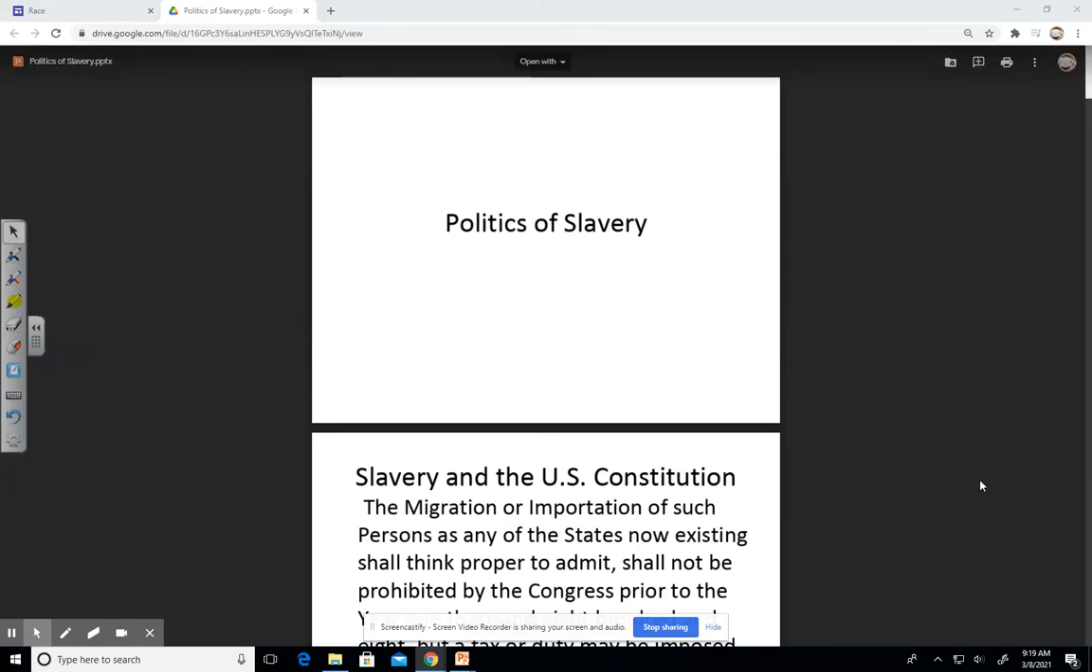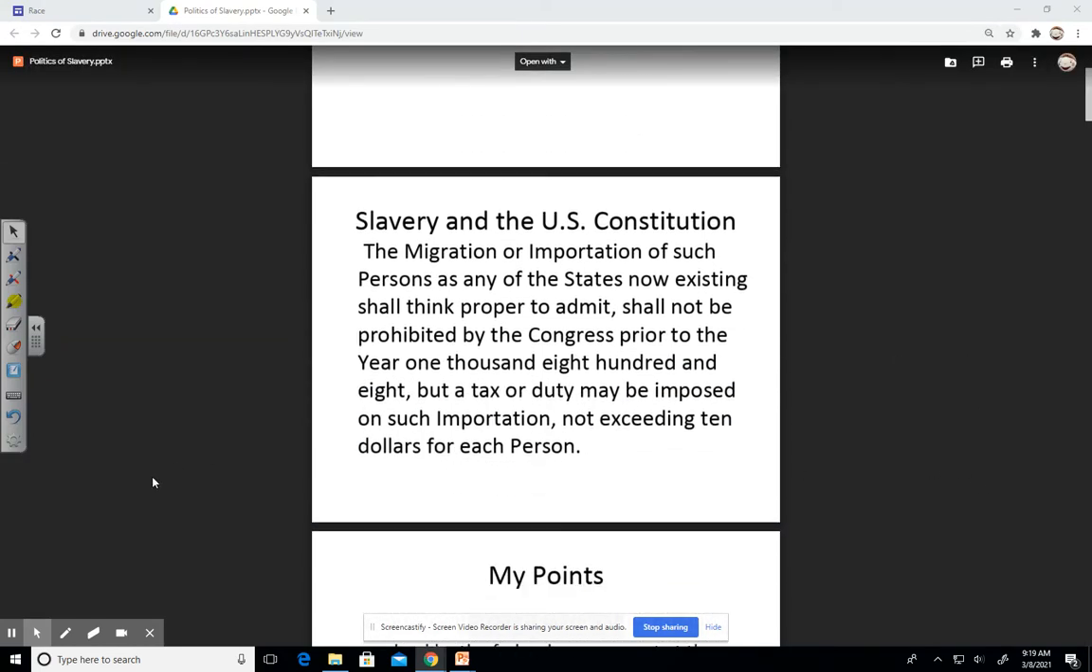Topic here is the politics of slavery. So here we see some language from the Constitution. Here it talks about the migration or importation of such persons. We are talking about slaves in this particular case, and that they shall not be prohibited by the Congress prior to the year 1808. But a tax or duty may be imposed on such importation.